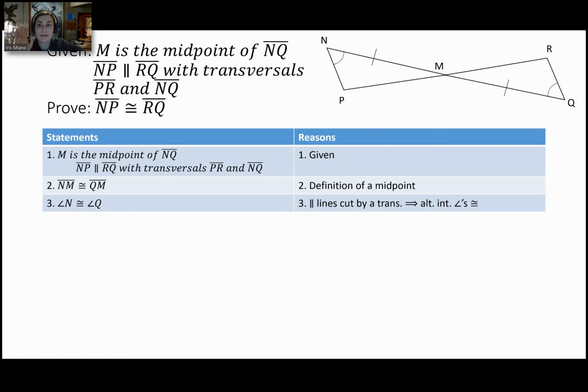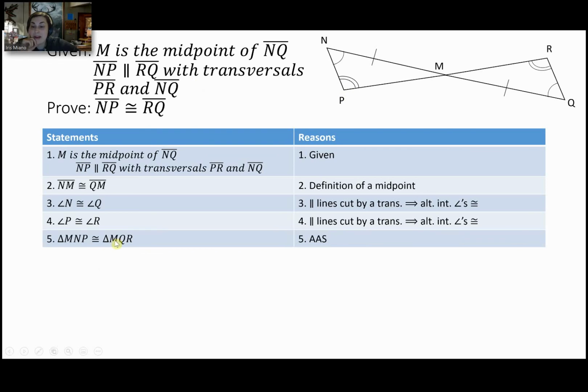Okay, so I'm going to click forward and we'll talk about what I have prepared here, and then we'll talk about the alternative way as well. Okay, so it looks like I used the other PR being the transversal to say that angles P and R are actually a matched pair of alternate interior angles. Okay, so I'm going to put two arcs inside the interior of those angles in order to match them up as a congruent pair, and that'll allow me to say that triangles MNP and MQR are congruent to each other by virtue of angle, side.